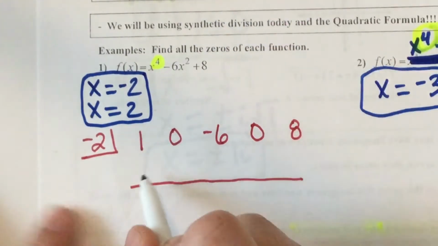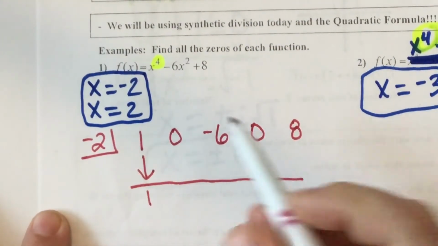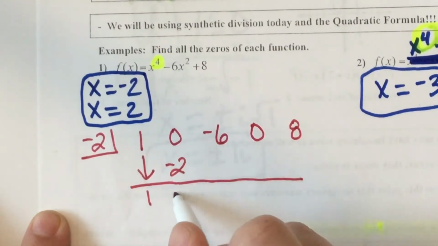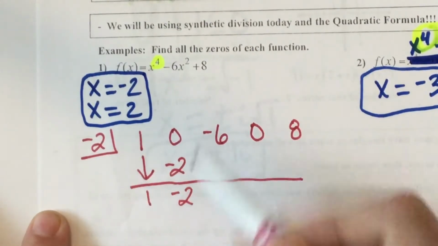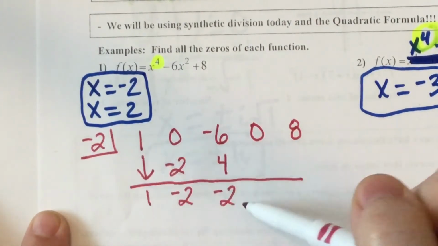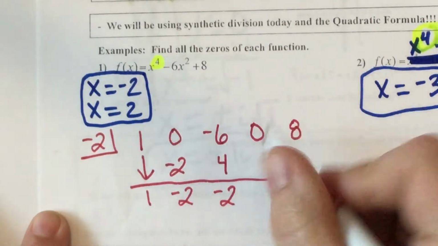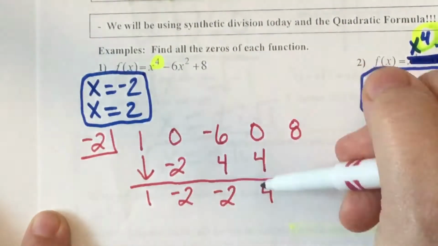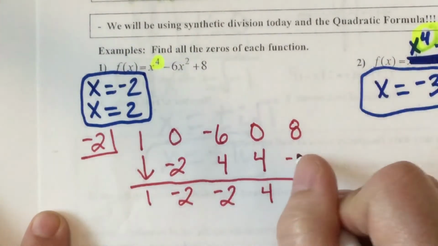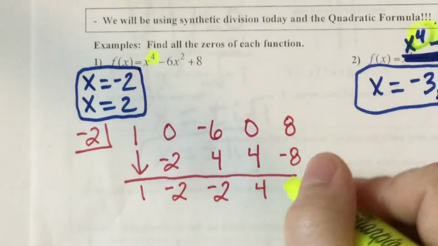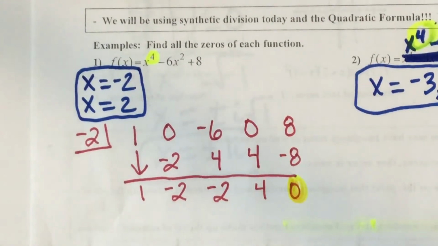All right, so I bring down the first number, and then multiply 1 times -2. Add these together, that makes -2. Back to multiplying, that makes 4. Add those together, that's -2. Back to multiplying, -2 times -2, that's +4. Back to adding, 0 plus 4 is 4. Back to multiplying, -2 times 4 is -8. And back to adding, I get 0. And remember, if you don't get a remainder of 0 when you're doing these, then you know something's wrong because you have to have a remainder of 0.